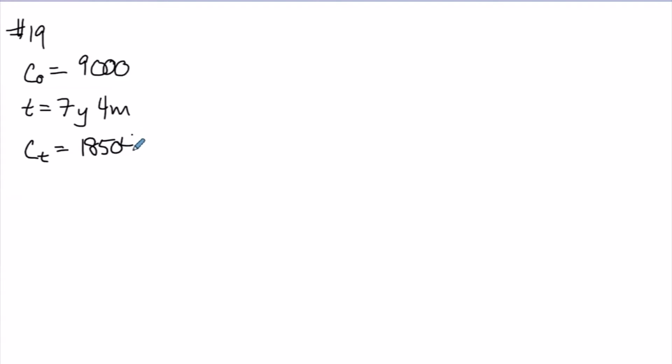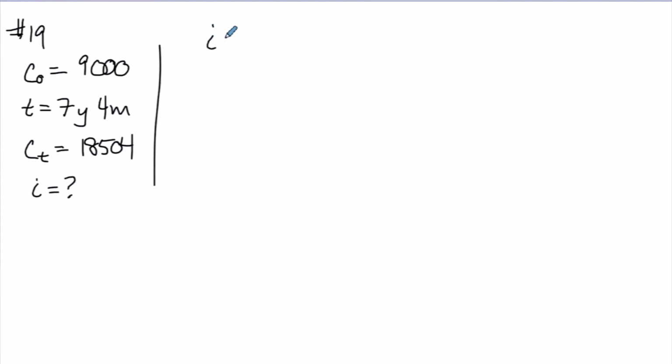Question 19. $9,000 is invested for 7 years and 4 months. It's now worth $18,504. What is the monthly simple interest rate? So let's extract the information out of that problem. The $9,000 is invested, so that is the C0. It's 9,000. The term is 7 years and 4 months. It's now worth, so that's our final value, $18,504. And we're asked to find the simple interest rate. So that's what we're trying to locate.